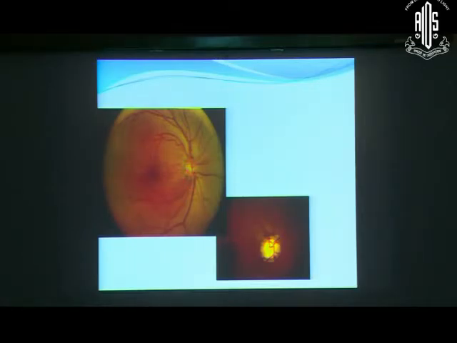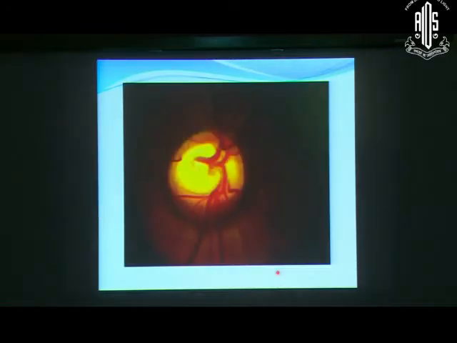You can see over here, though it's a small disc, otherwise if you have not dilated the pupil, you can comfortably miss it out. But once you dilate the pupil and you look carefully, then you would be able to pick up the big wedge defect. Similarly over here, you can see that big wedge RNFL defect.